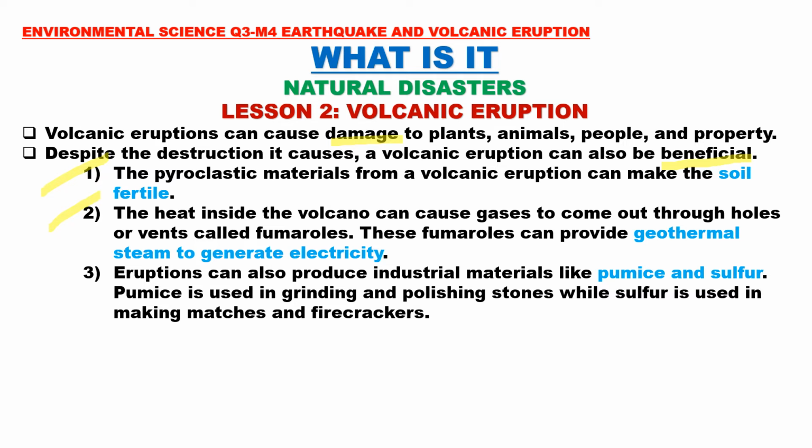Number two, the heat inside the volcano can cause gases to come out through holes or vents called fumaroles. These fumaroles can provide geothermal steam to generate electricity. So, the heat from a volcano can be used as a source of electricity. Pwedeng gamitin para makapag-produce ng kuryente. And number three, eruptions can also produce industrial materials like pumice and sulfur. So pumice is used in grinding and polishing stones, while sulfur is used in making matches and firecrackers.